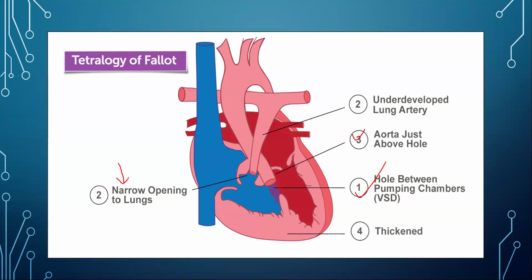Then there will be pulmonary stenosis. So this is the pulmonary valve, and you can see the pulmonary valve is very narrow. So pulmonary stenosis. And fourth, because of pulmonary stenosis, your right heart needs to work very hard to push the blood, so there will be right ventricular hypertrophy. So these are the four components of Fallot's tetralogy: VSD, overriding aorta, pulmonary stenosis, and RVH, right ventricular hypertrophy.